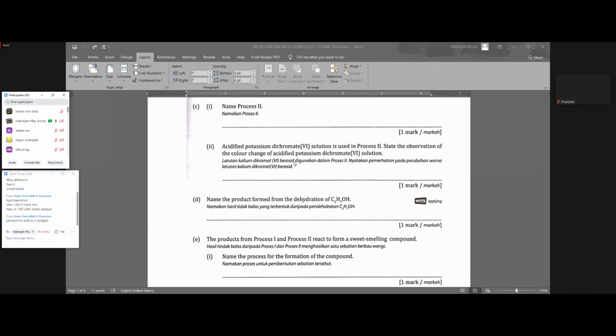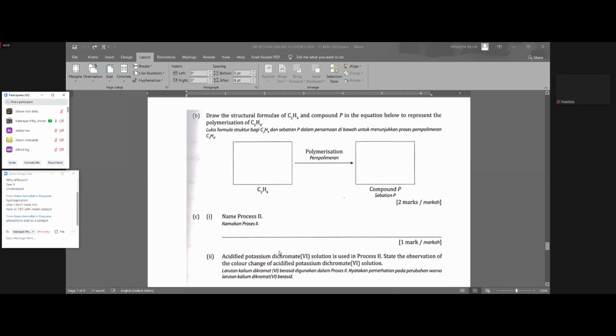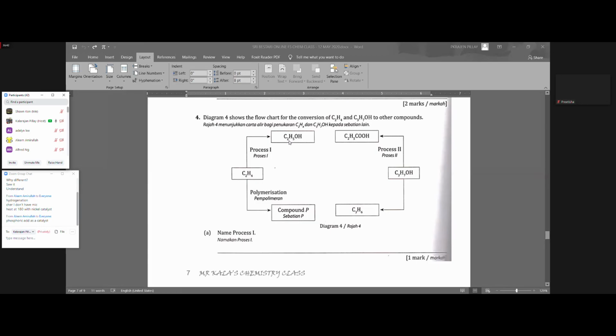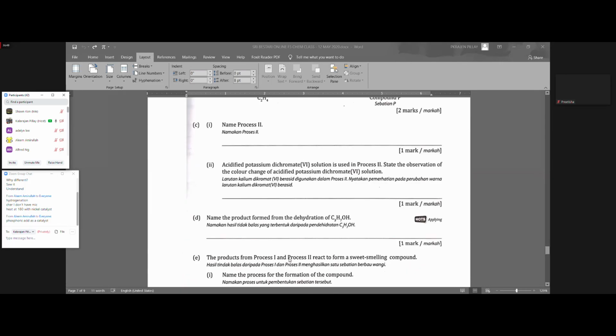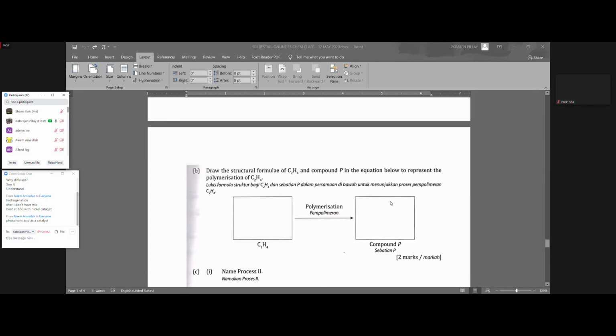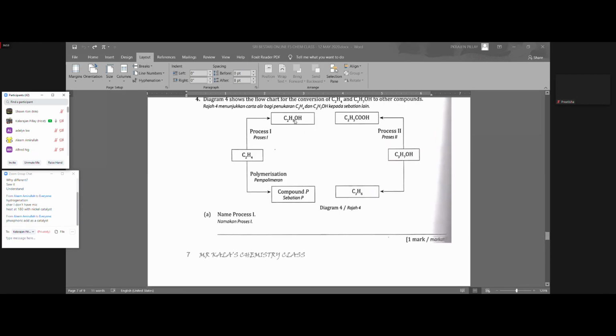All right. Name the product formed from the dehydration. So dehydration of propanol becomes propene. What we did just now, the special drawing just now, propene. Okay, then esterification. Process 1 is ethanol, and this is the products from process 1 and process 3. Check one. This is ethanol, and this one is propanoic acid.